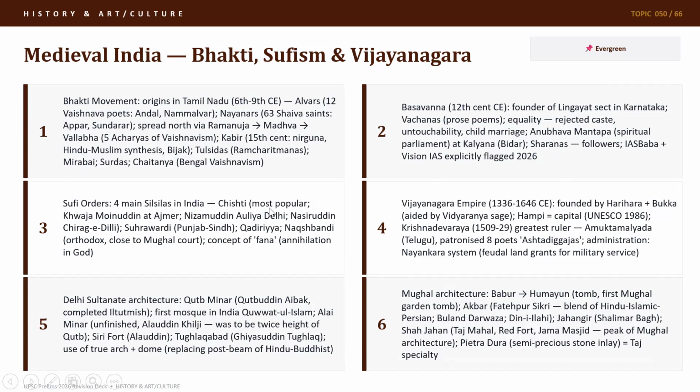In fact, Qutub Minar was built for a Sufi saint, Salimuddin Chishti, by Qutubuddin Aibak of the Chishti Silsila. Then we have Khwaja Moinuddin at Ajmer, Nizamuddin Auliya in Delhi, and Nasiruddin in Chirag Delhi. Suhrawardi sect was there in Punjab and Sindh. We have Qadiriya, Naqshbandi, an Orthodox sect which was close to the Mughal court. Naqshbandi becomes important because it was an Orthodox sect close to the Mughal court.